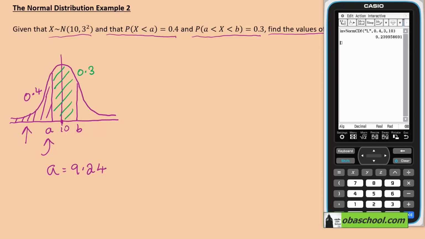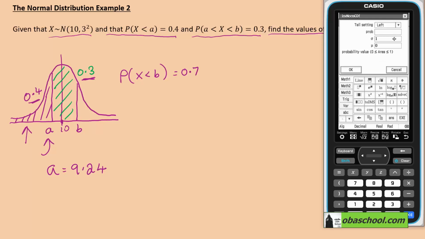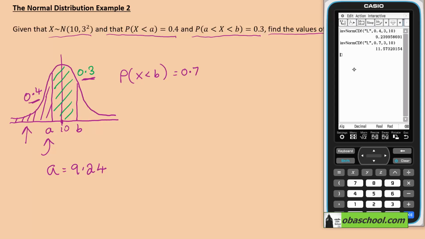Now I can do the same sort of thing to find b, because of course the probability that x is less than b is 0.7, the 0.3 add the 0.4. So I'm going to go back to the same app. It's still left. Probability now is 0.7. Sigma was 3, and the mean was 10. And that gives me 11.57.